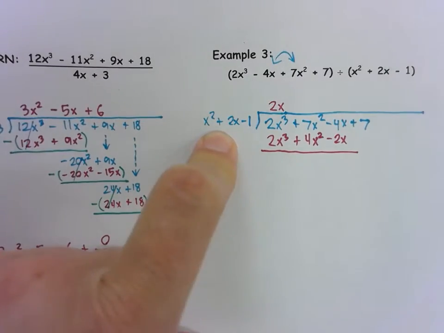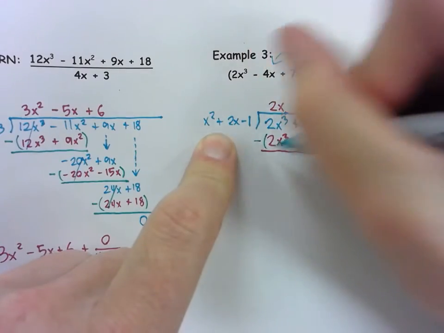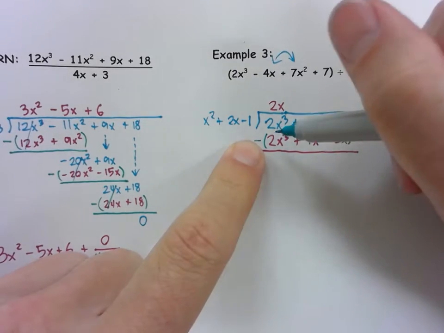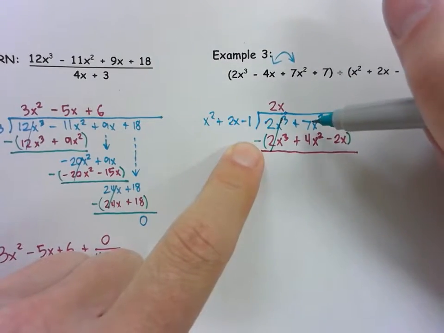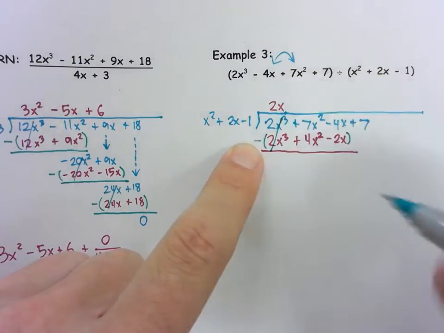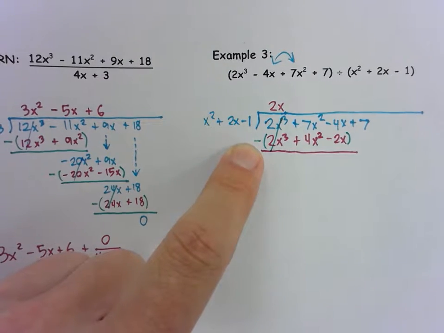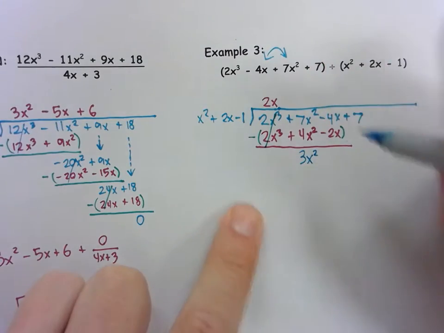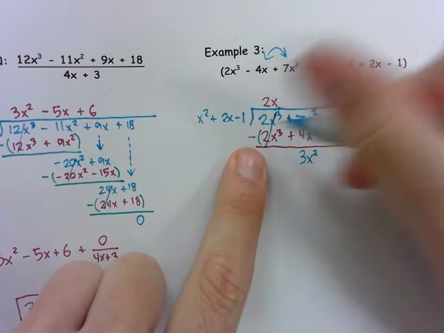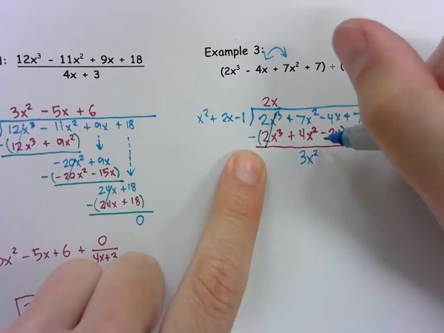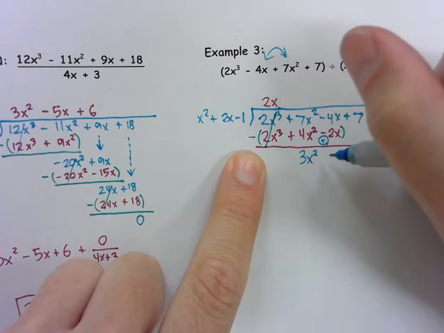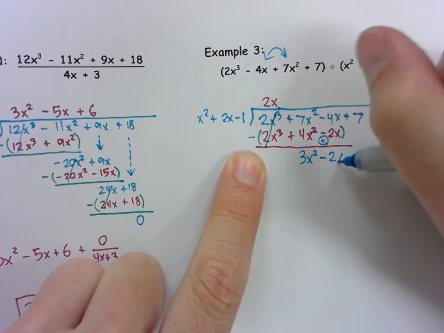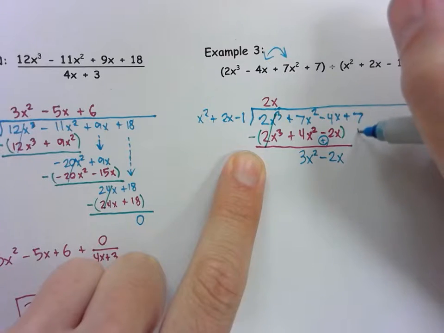Okay, we're going to subtract down, so it's going to be minus. Those will cancel, 7 minus 4. That gives you 3x squared. And negative 4 minus negative 2, and that's really a plus. So negative 4 plus 2 is negative 2x, and bring down the 7.